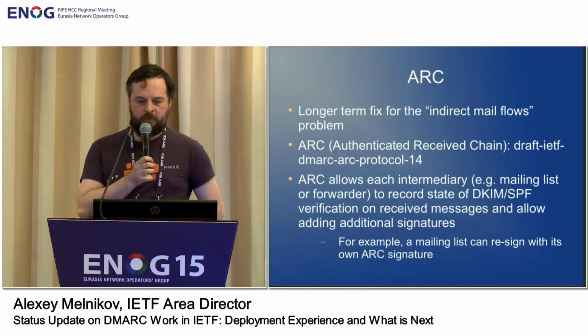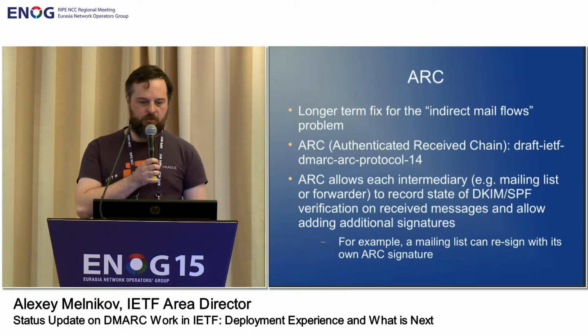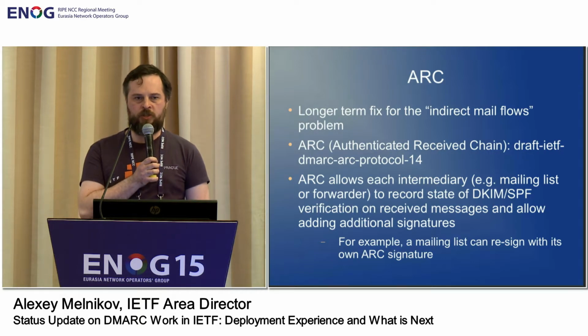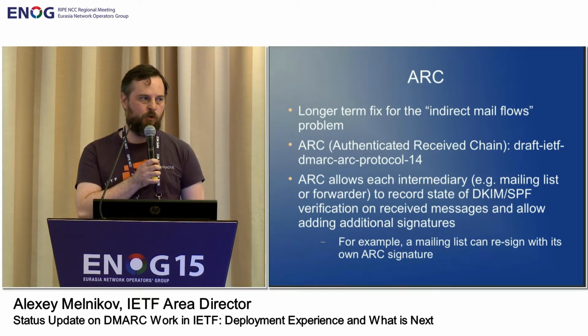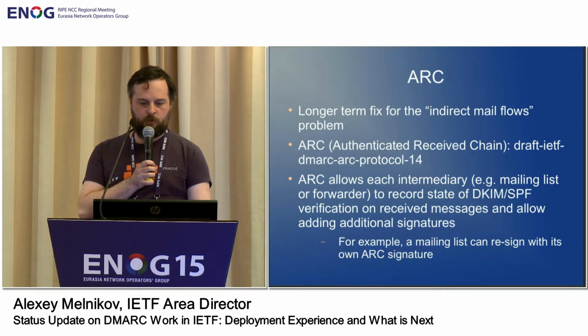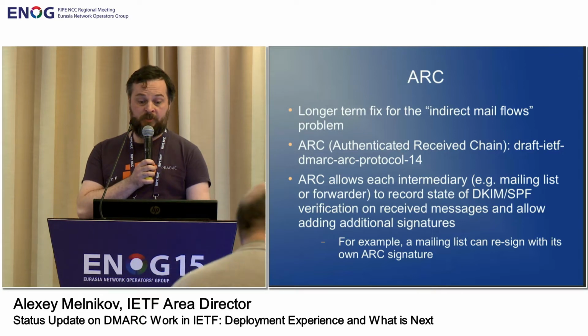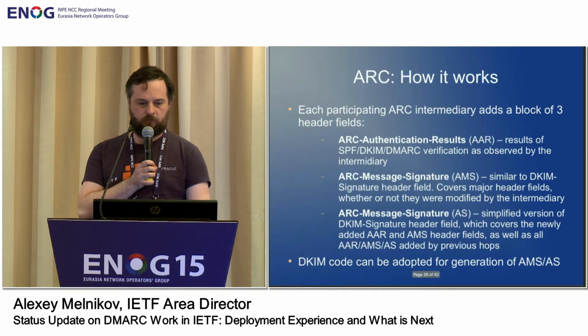ARC is a document that is near completion in IETF. It basically allows an intermediary to add its own signature, saying, you know, this is the status of the message as I received it. That's what SPF and DKIM said when I received it. And then this allows recipients to check what happened to the message, where the signature got broken, and maybe if they trust the intermediary, they will deliver it. So ARC builds on DKIM. There are 3 header fields. One records SPF and DKIM results. The other two are types of signatures.